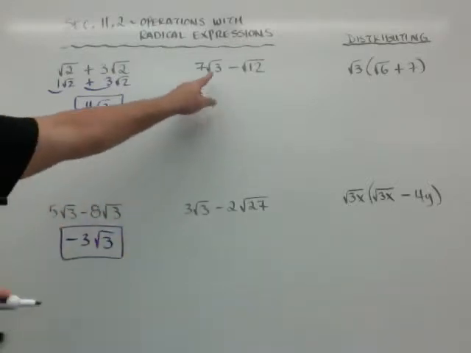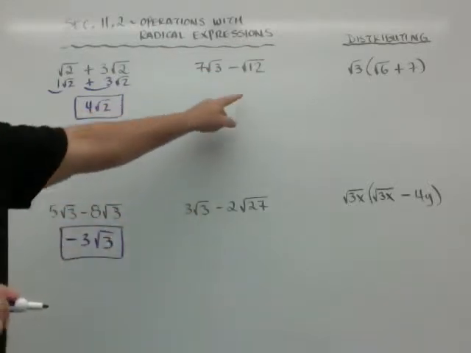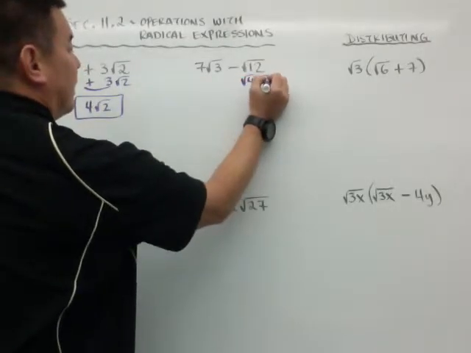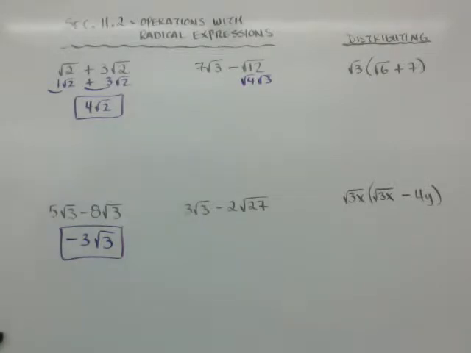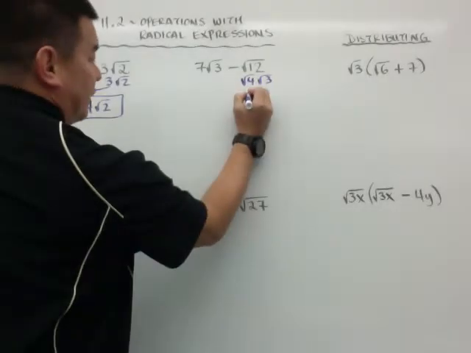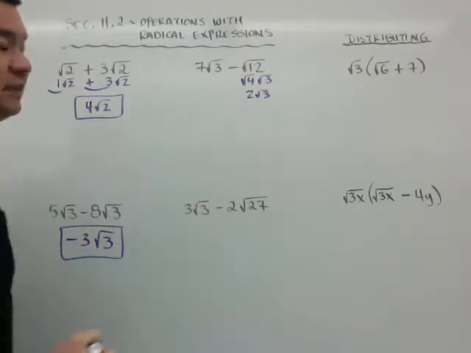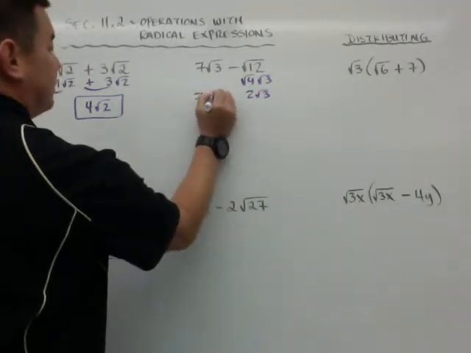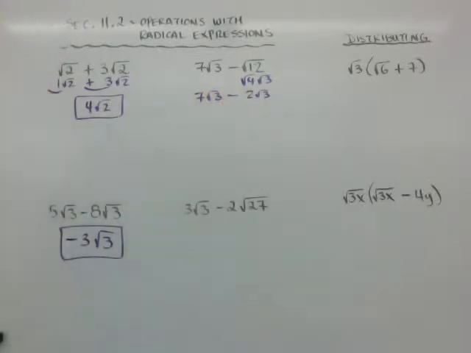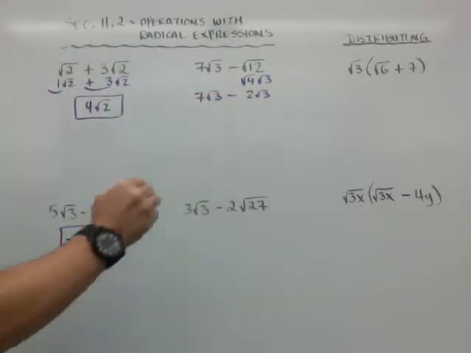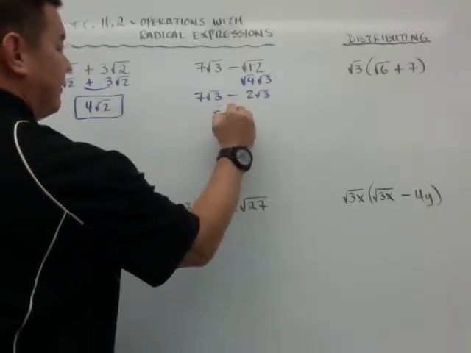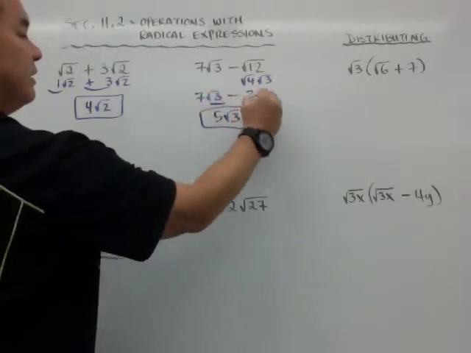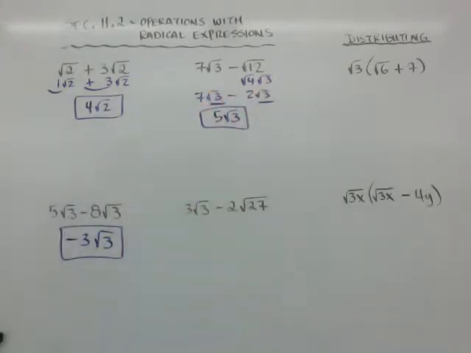Okay, if they don't have the same radicals, you cannot combine them, but radical 12 can be written as radical 4 times radical 3. And radical 4, or square root of 4, is 2. So radical 12 can be written as 2 radical 3. Now if I drop this 7 radical 3 down and subtract, I get 7 radical 3 minus 2 radical 3, which is 5 radical 3. Now they do have the same radical, so I can combine them because they're like terms.